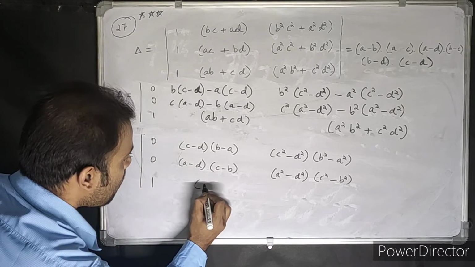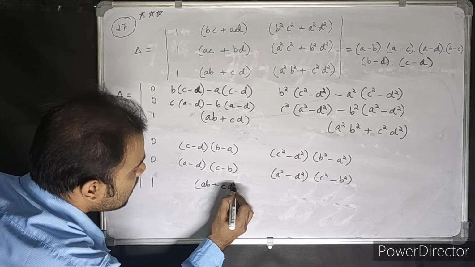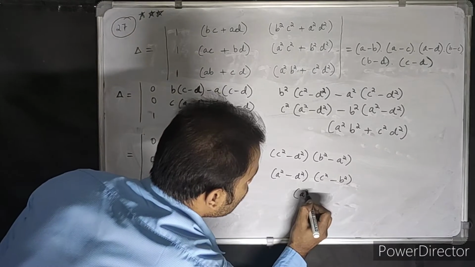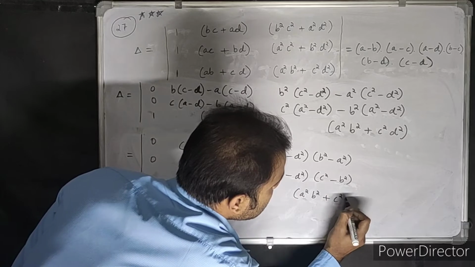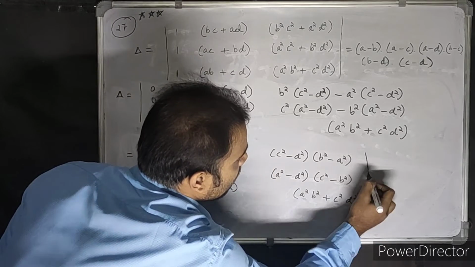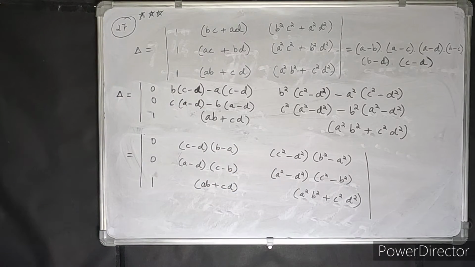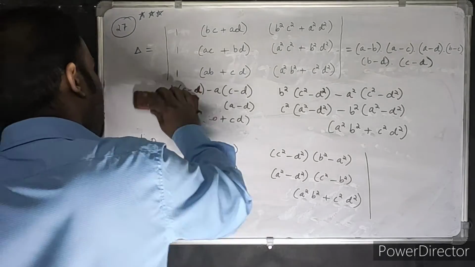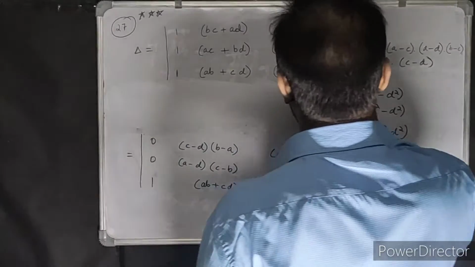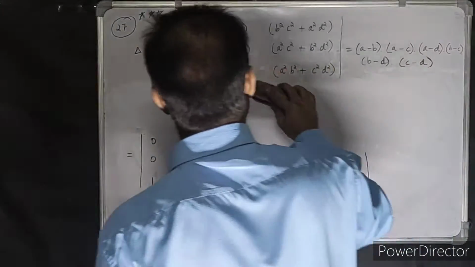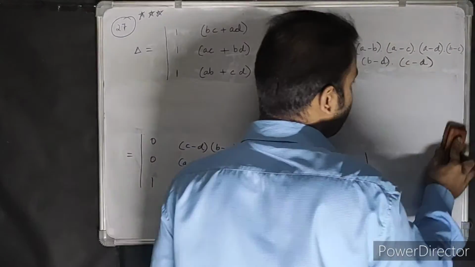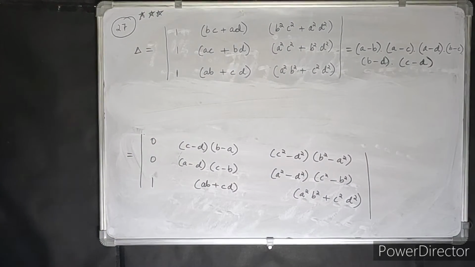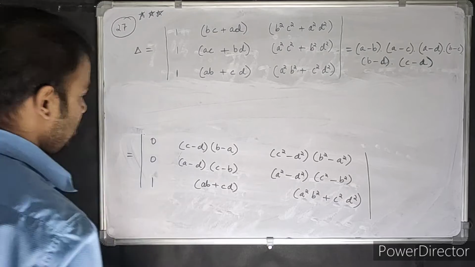Okay. And this is just copied: AB plus CD and A square B square plus C square D square. There you go. You have finally gone to the final part of your answer. We are just a few steps, not few, just 1-2 steps left to get the answer, to finish with this determinant and then do the calculation.